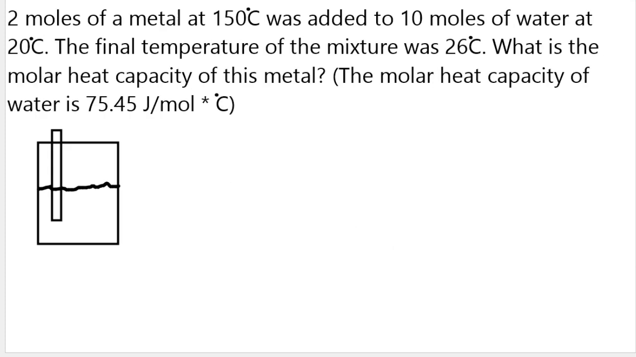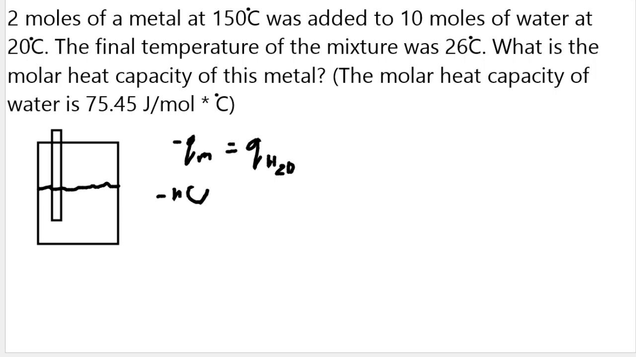Let's say you have 2 moles of metal at 150 degrees Celsius. It is added to 10 moles of water at 20 degrees Celsius. The final temperature of the mixture is 26 degrees Celsius. So we're going to calculate the molar heat capacity of the metal. You're also given the molar heat capacity of water.